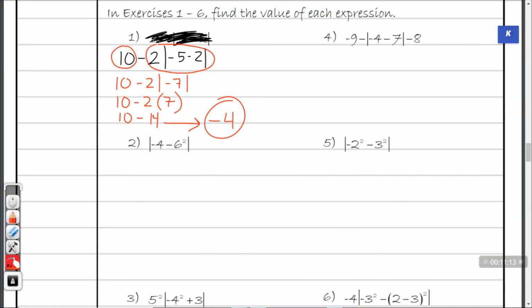All right, try number 2 now. All right, come back in. Let's see how you did. Number 2 here. All right, we have nothing outside, so we're just going to follow our order of operations inside, giving me negative 4 minus 6 squared is going to be 36.